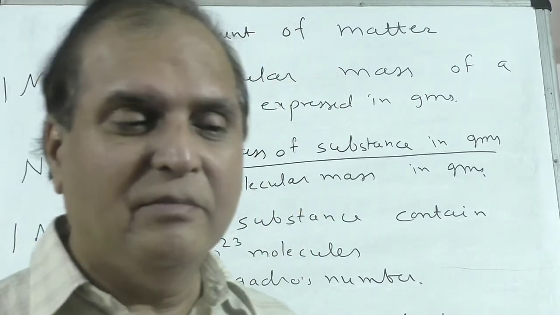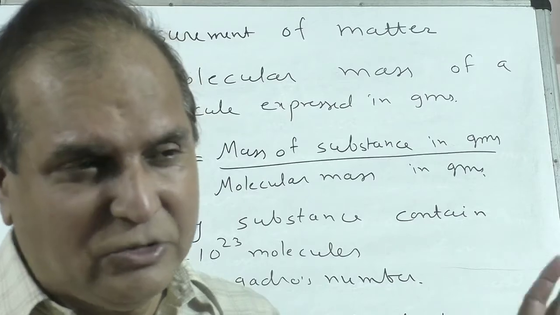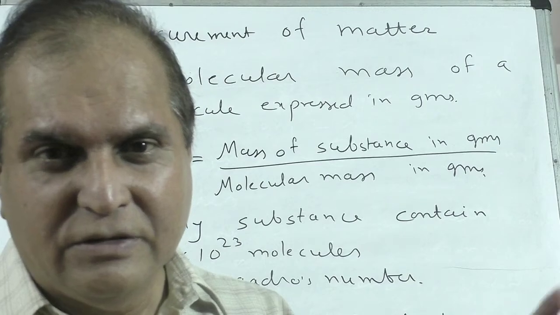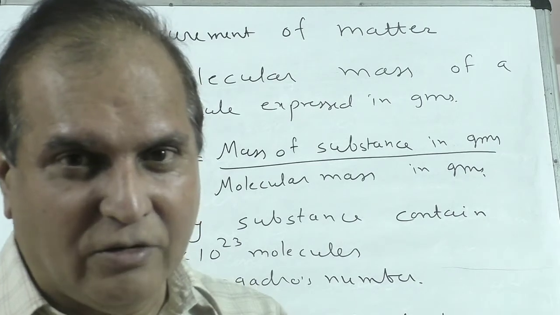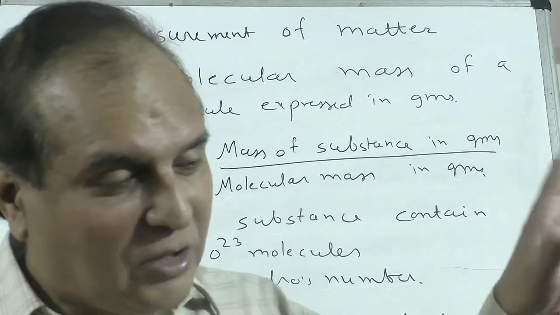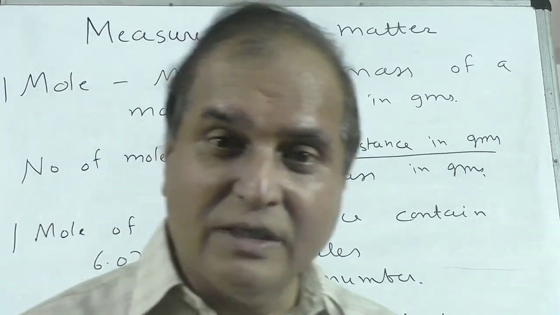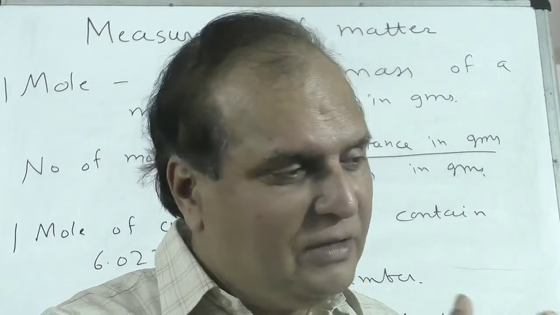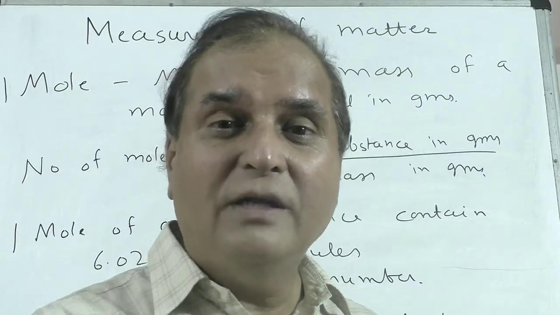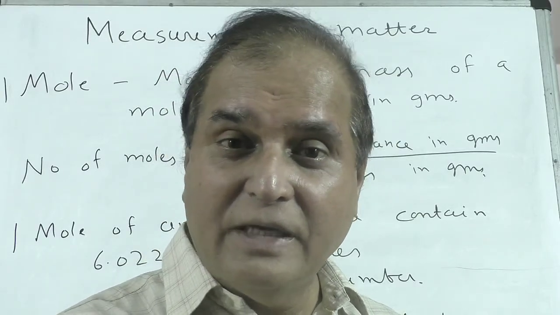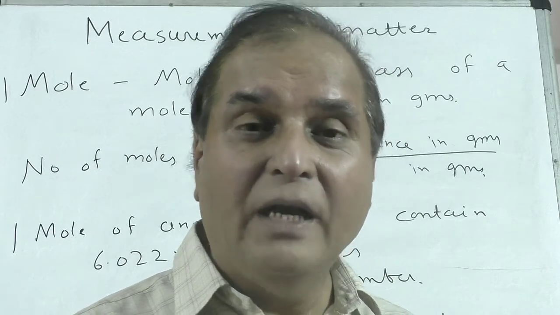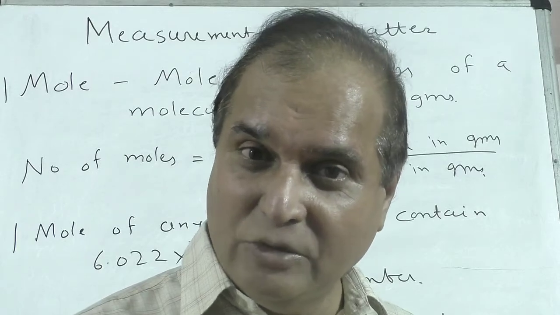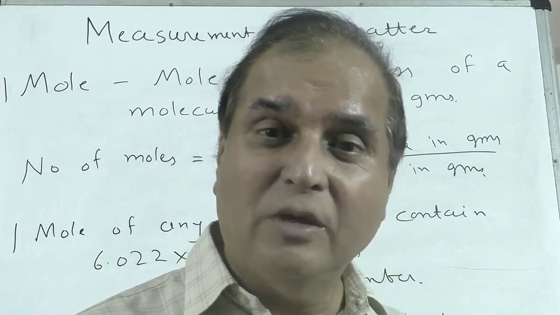So what happens? Sodium's electronic configuration is 2, 8, 1. If it loses 1 electron, it becomes 2, 8. In the outermost orbit, 8 electrons are required to complete a stable octet. So to have stability, it will lose 1 electron. On losing 1 electron, which is negative charge, the positive charge increases and it becomes Na plus. From a sodium atom, after losing an electron, it becomes a sodium ion.